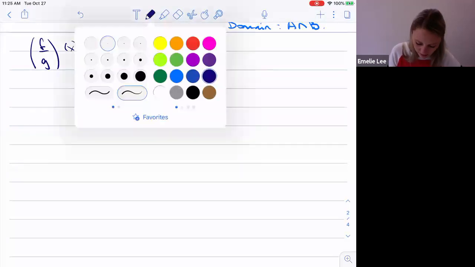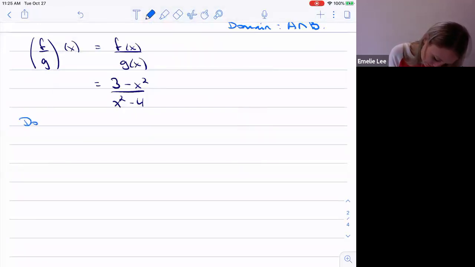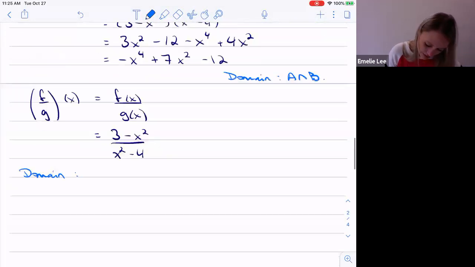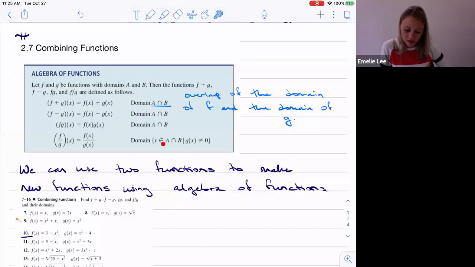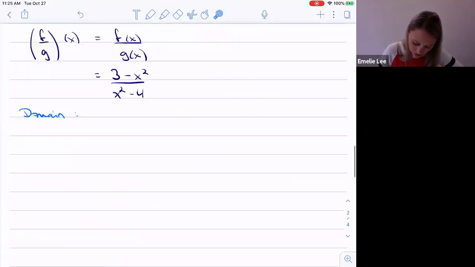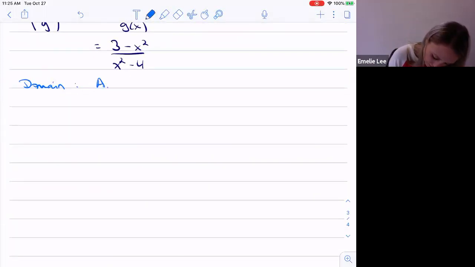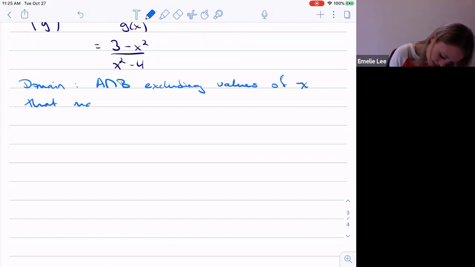So here, the domain, from the definition here, is all the x's in A and B such that g of x is not equal to 0. So we need to figure out where g of x is equal to 0 and pull those out. The domain, in kind of words, is A and B excluding values of x that make g of x equal to 0.